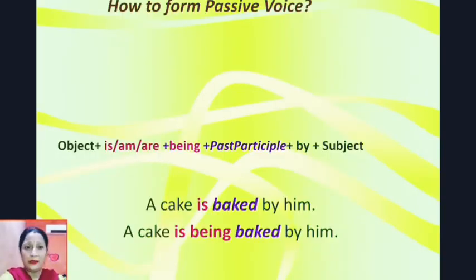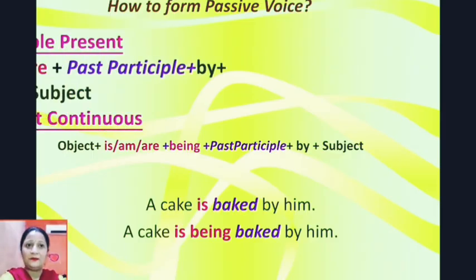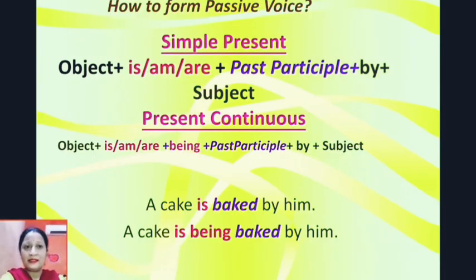How to form passive voice? Let us understand. In simple present tense, the rule for passive voice is object plus is for singular, am with I, and are with plural, plus past participle. Past participle means third form of verb, plus by, plus subject.